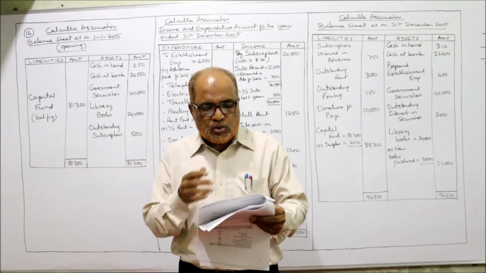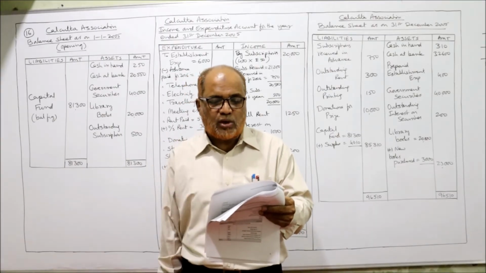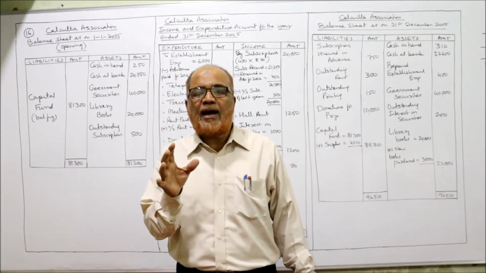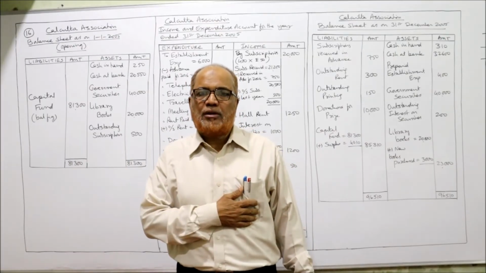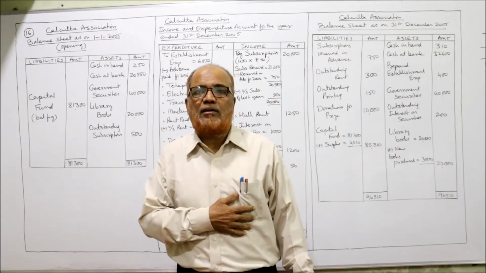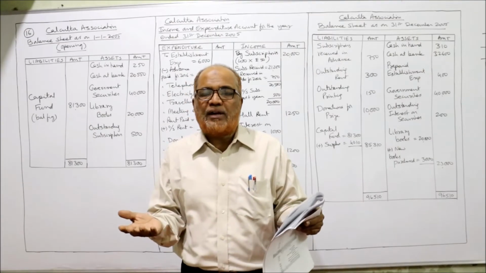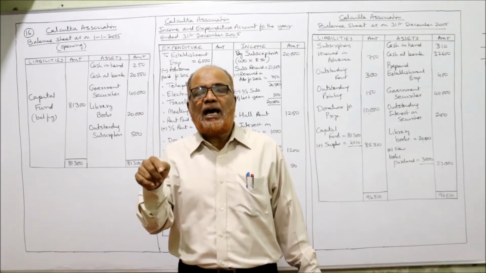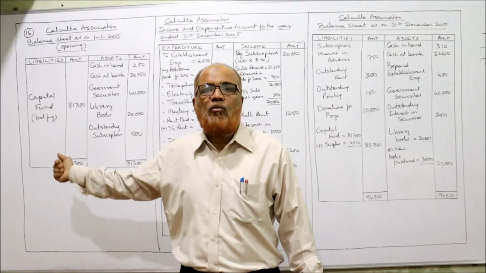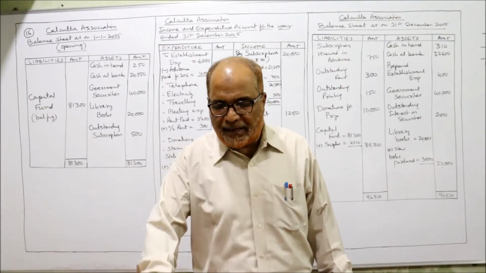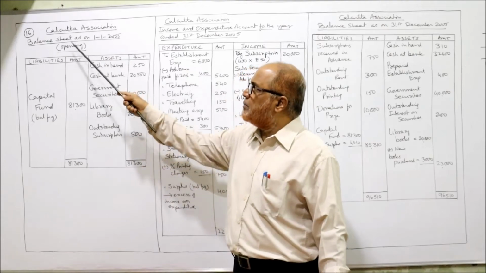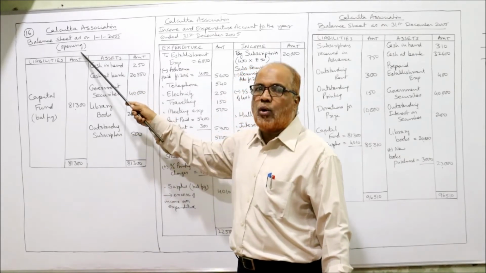Then the library account stood at 20,000 on 1st January. That means in this problem we have to make an opening balance sheet because we are not given the capital fund at the beginning of the year. In the whole problem, capital fund is not given. So until and unless we make the opening balance sheet, we cannot know what the capital fund at the beginning of the year is. So what I am making here: balance sheet, Calcutta Association balance sheet as on 1st January 2005, opening.